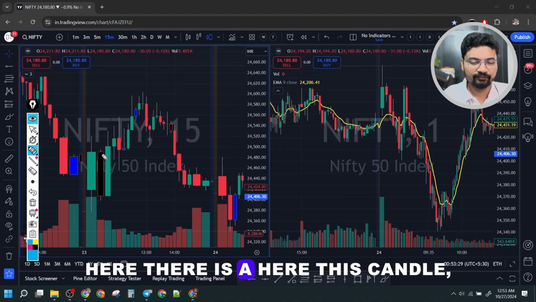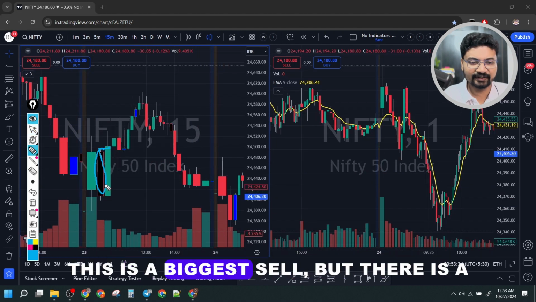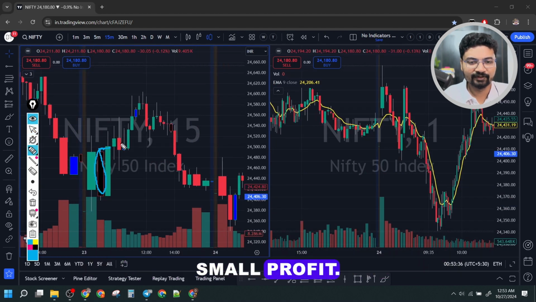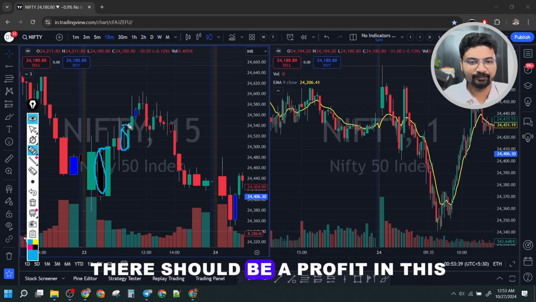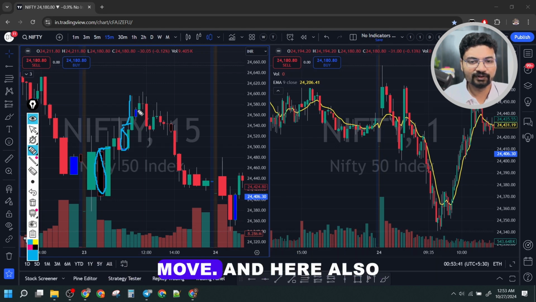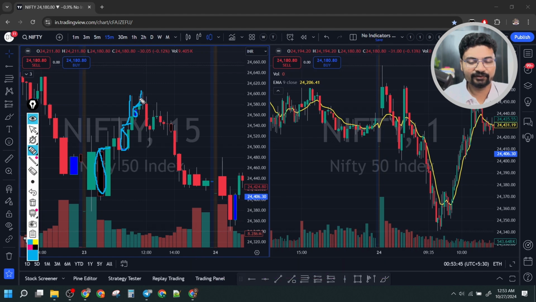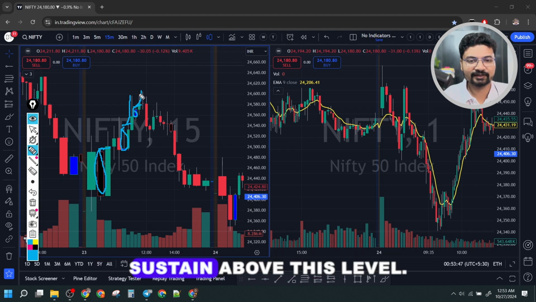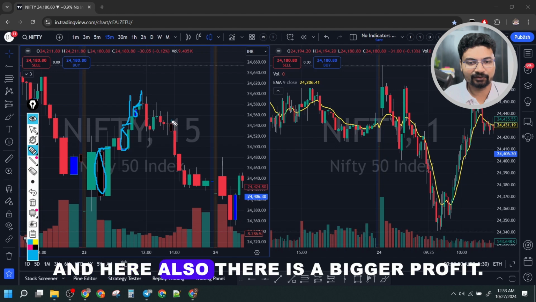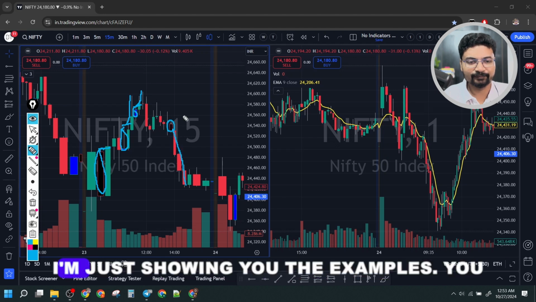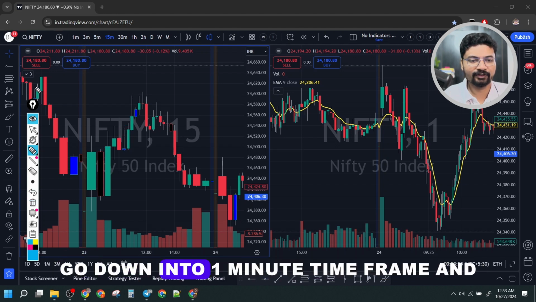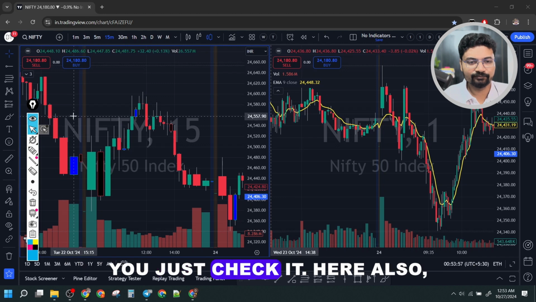Here there is this candle. This is a big SL, but there is a small profit, and here also there should be a profit in this move, and here also there will be a profit. Two continuous 15 minutes candles sustained above this level, and here also there is a bigger profit. I'm just showing you the examples. You go down into the 1 minute time frame, and you just check it.